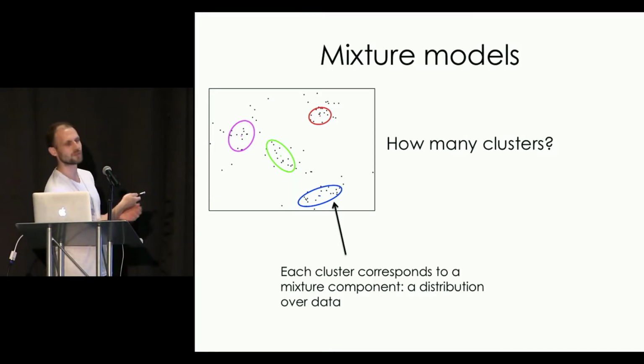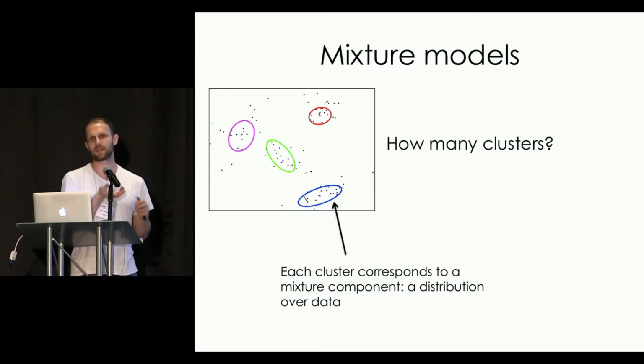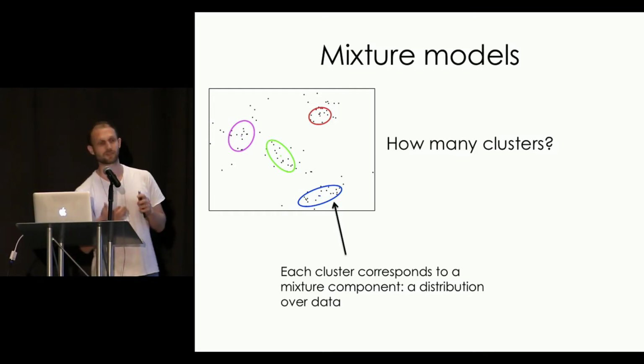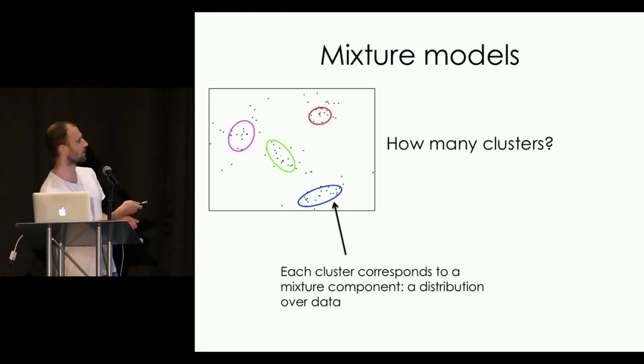I'm going to try to use the terminology where I refer to components, or mixture components, as the thing in the world that's generating the data, and then your clusters are your inferences about those underlying components. So you don't get to directly observe the components. You can make inferences about them by clustering. So each cluster here corresponds to a mixture component, which is a distribution over data. In this case, these are Gaussian ellipses.